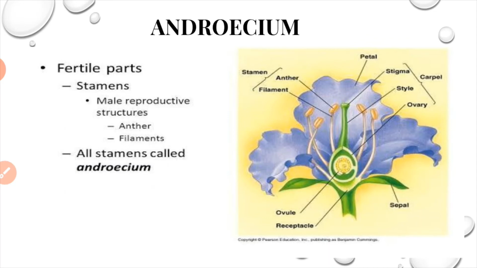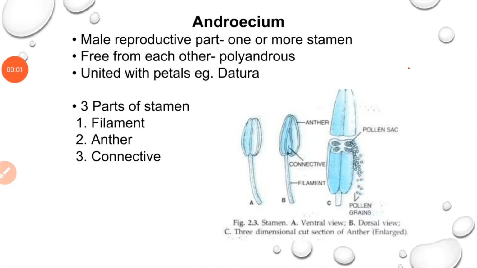Now we will discuss the third whorl of the flower, that is the androecium. So androecium is the main fertile part of the flower. It consists of the male part of the flower. The stamens have anther and the filament. All stamens together are called androecium. Male reproductive part, that is the androecium, consists of one or more stamens.